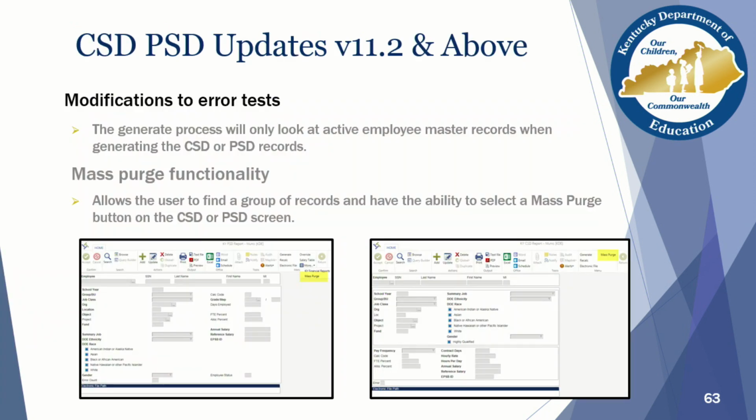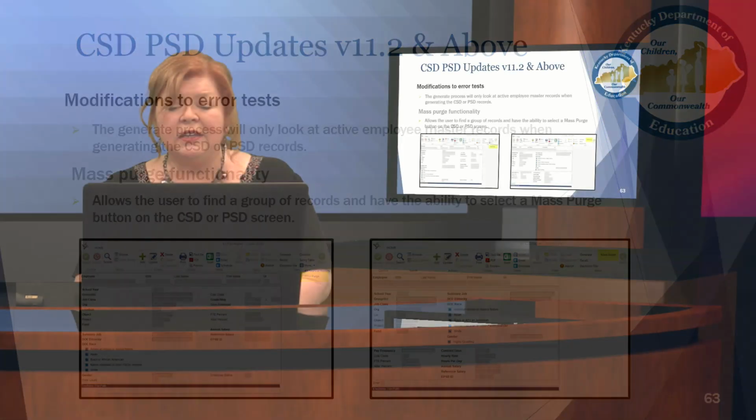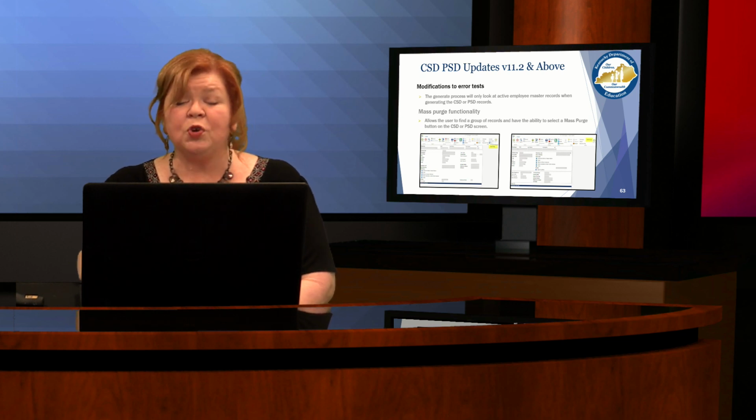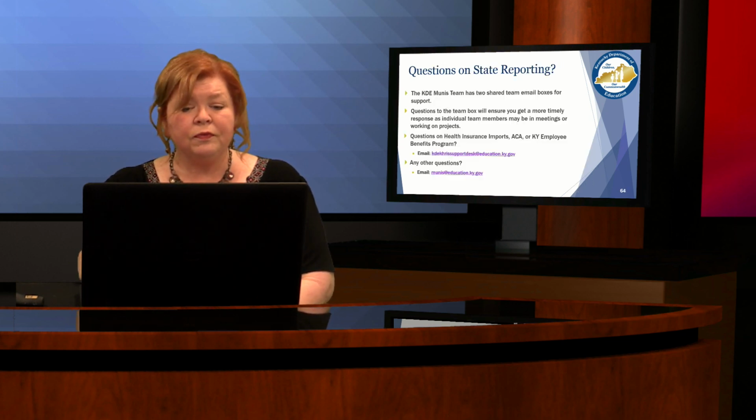So updates for V11.2 and above. And some of this is going to be news that you've already heard, but for new people, it's modifications to error tests. The generate process will only look at active employee master records when generating the CSD or PSD records, which was a great update. And you have a mass purge functionality, which allows the user to find a group of records and have the ability to select a mass purge button on CSD or PSD screen. And those are highlighted for you as well.